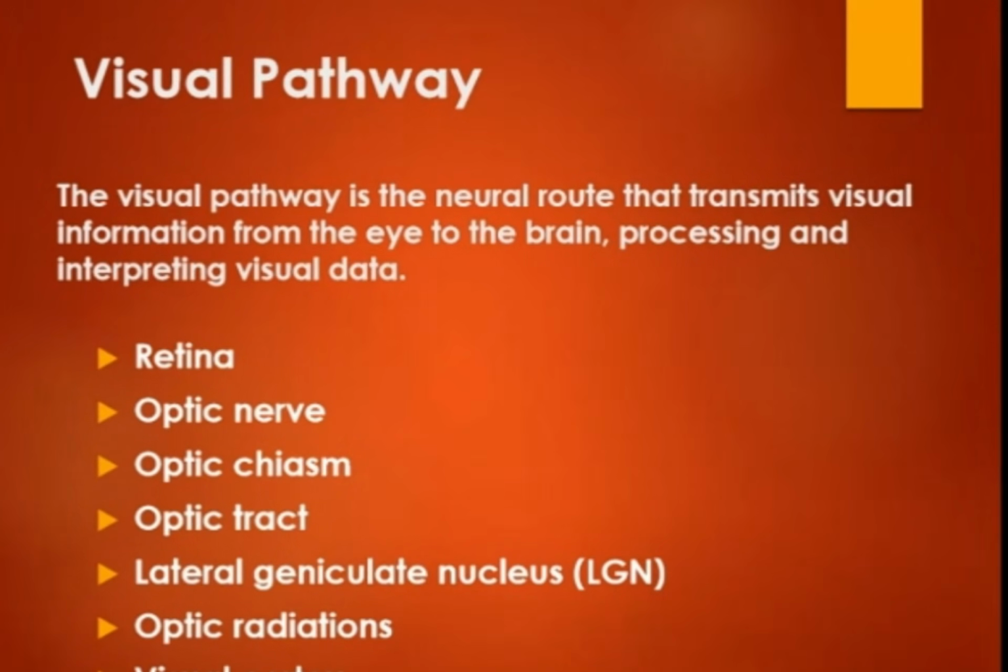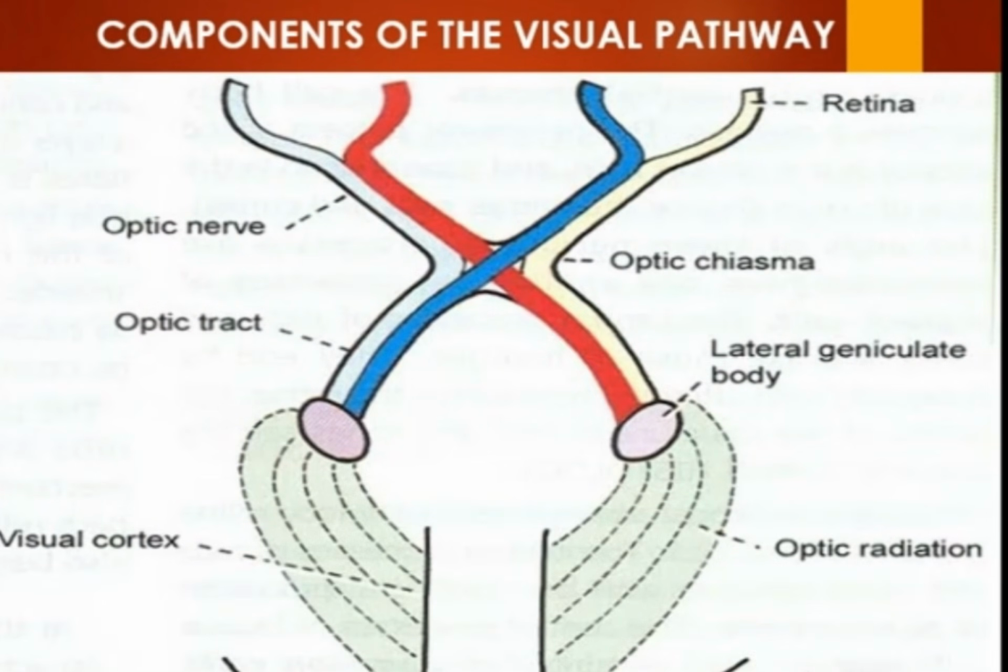Of course, you cannot talk about the visual field without talking about the visual pathway. In fact, there is no visual field without the visual pathway. The visual pathway is the neural route that transmits visual information from the eye to the brain, processing and then interpreting visual data. It is made up of the retina, the optic nerve, the optic chiasm, the optic tract, the lateral geniculate nucleus, LGN, the optic radiation, and then the visual cortex. This is a picture of the visual pathway from the retina, the optic nerve, down to the visual cortex.